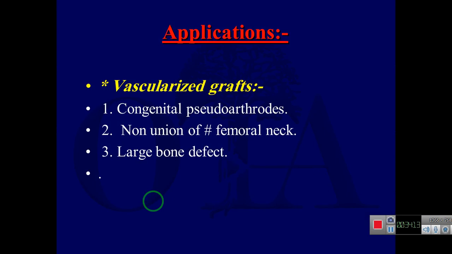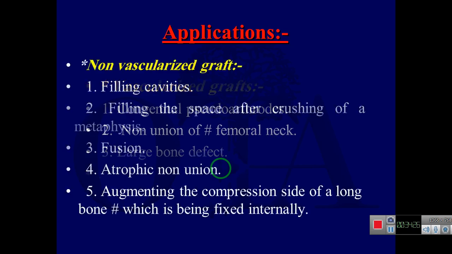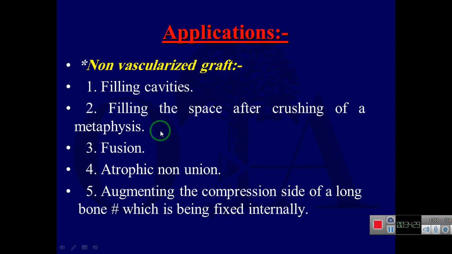What are the applications of the bone graft? Vascularized bone graft is usually used for congenital pseudoarthrosis or non-union of the femoral neck, and lastly when there is a large bony defect. While in non-vascularized, the main indication is filling cavities. Number 2, filling the space after crushing of the metaphysis. Number 3, fusion. Number 4, atrophic non-union. Number 5, augmentation of the compression site of a long bone fracture which is being fixed internally.